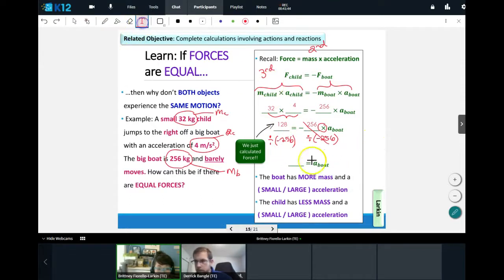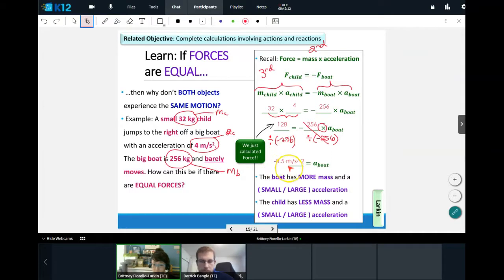Thank you, Angelina. Yeah, so we should be getting negative 0.5 meters per second squared, all right? Remember that squared is a part of the unit. So all of that being said, you're like, okay, that was a lot of numbers, Miss Larkin. What does that all mean? So here's the deal. Our boat had way more mass. It's 256 kilograms. It's huge compared to the child. And its acceleration, tell me in the chat, did it end up having a small or a large acceleration?